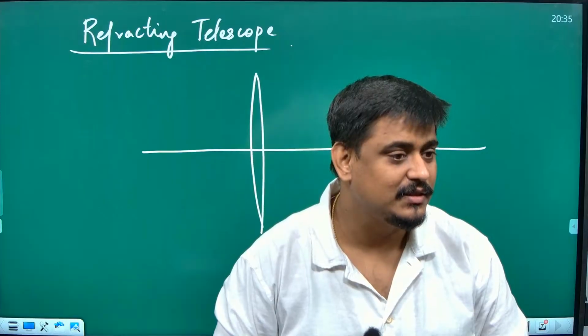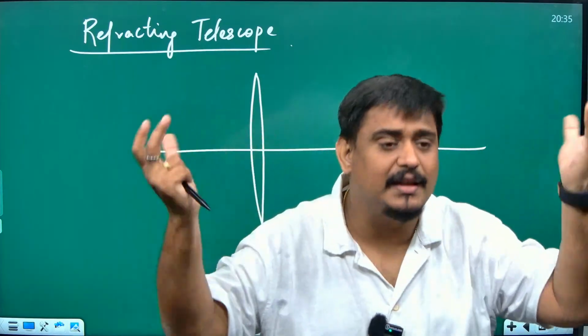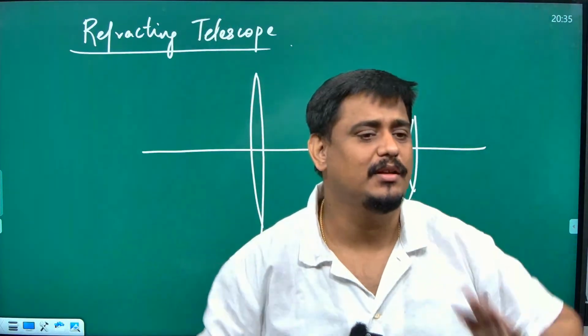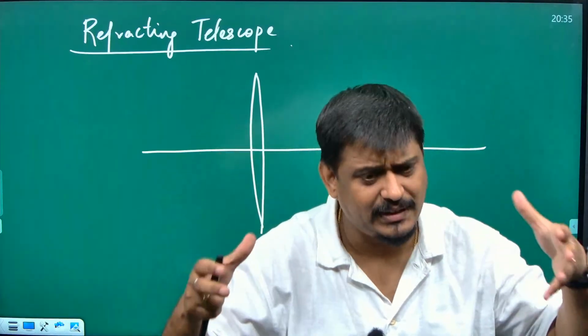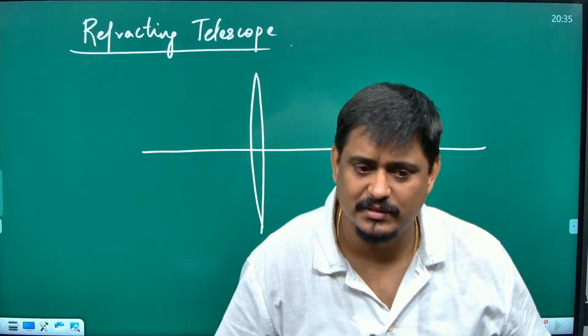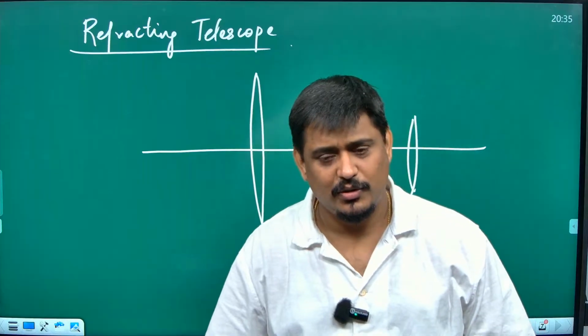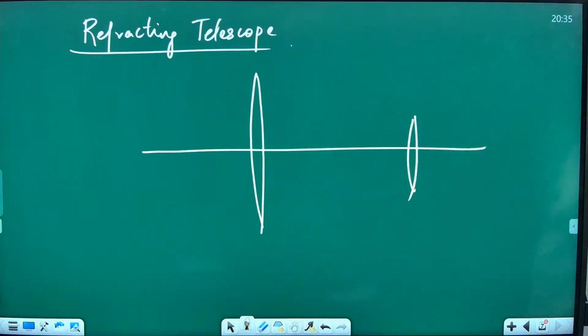Because the bigger the lens, the more light it catches from far objects. And the more light it catches, the better the image is. Is it clear to you? Okay, we'll come to some more things later.